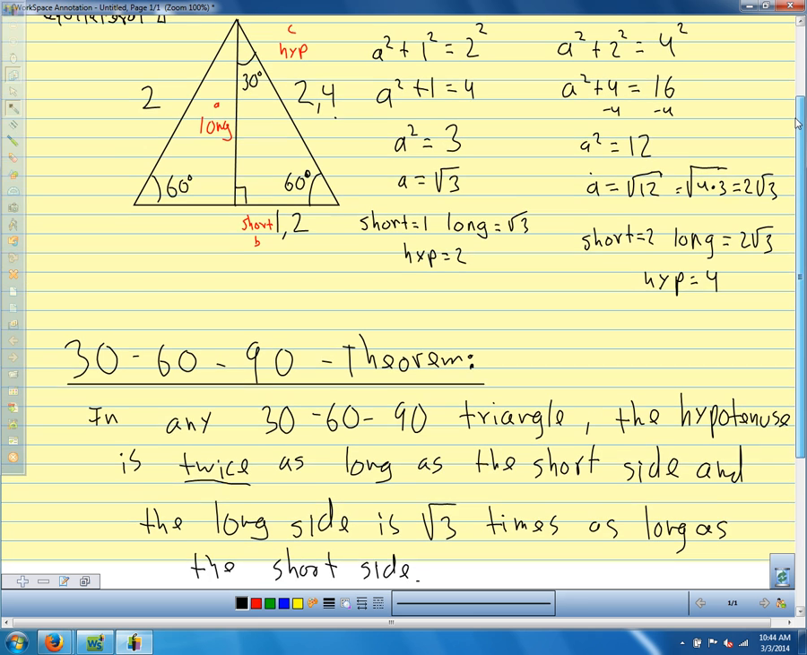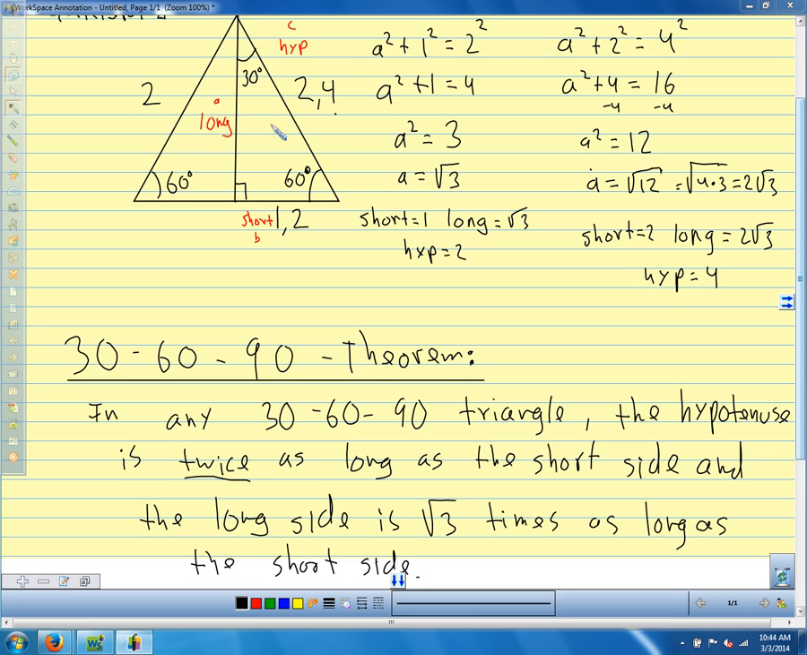And we got to this by dividing an equilateral triangle in half to get our 30, 60, 90 triangle. A 30, 60, 90 triangle is always half an equilateral triangle. So that's why the hypotenuse and the short side are related this way. The hypotenuse is twice as long because the hypotenuse is the whole side of the equilateral triangle. The short side is only half of it. And then the Pythagorean theorem lets us figure out that the long side is square root of 3 times as long.